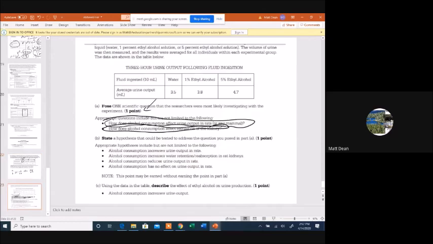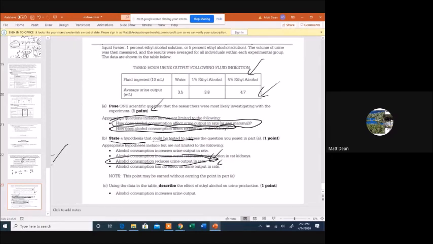I didn't say that very well, but essentially, alcohol consumption increases urine output in rats. That's essentially what we're looking at. You could say it in lots of different ways, but either way, more alcohol means more urine. Now, you also could have correctly said it the other way, that alcohol consumption reduces urine output. The data doesn't seem to back that up, but you could test whether or not this is true, because the thing they wanted was state the hypothesis that could be tested with this kind of setup. Either one's okay.